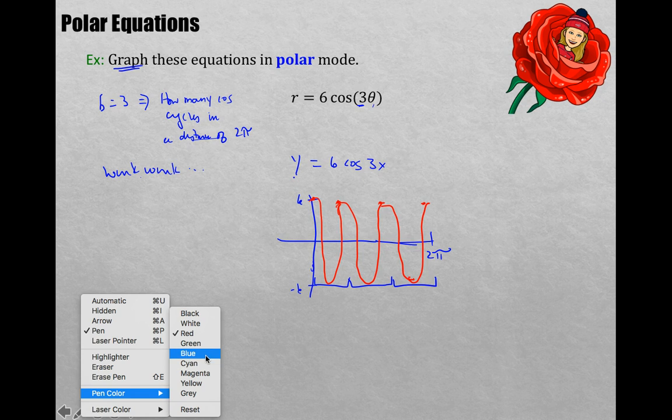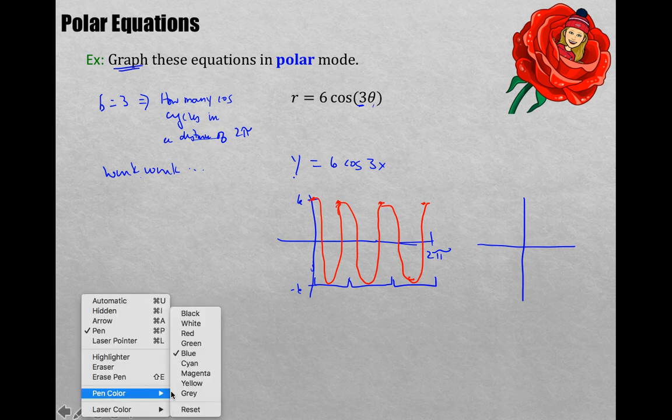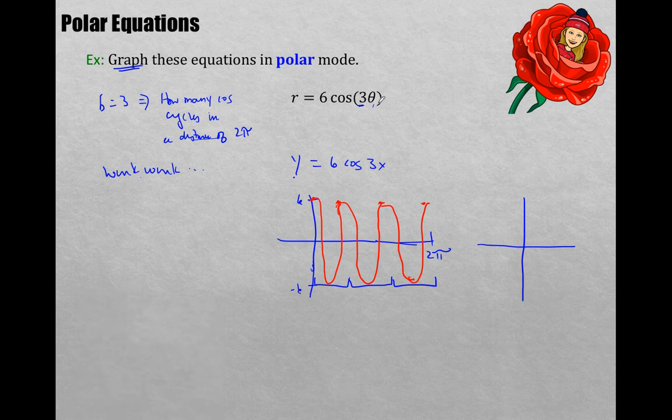When I'm going to graph this in polars, it's still saying the same thing. It's still saying that you're going to put in theta, right? And talk to me about when theta is 0. What are you going to get? Theta is 0, 3 times 0 is 0, cosine of 0 is 1, 1 times 6 is 6. So I'm going to radiate out. My radius is 6 when theta is 0. I didn't rotate any. Now look here, what happens?